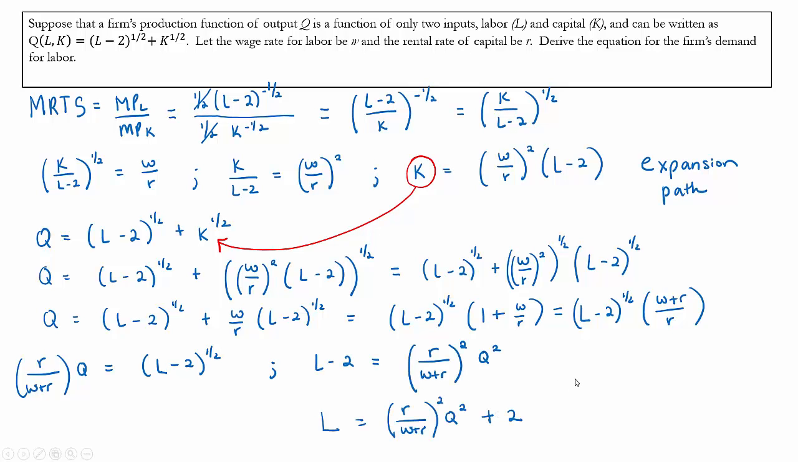And now we have it. This is the firm's labor demand function. It's an equation that tells us the cost minimizing choice of labor for any quantity of output the firm wants to produce, given the price of labor, called the wage rate, W, and the price of capital, called the rental rate, R.